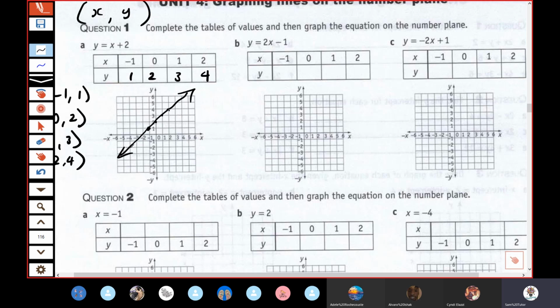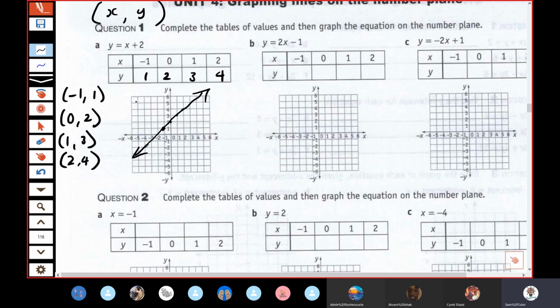So again, you can see that what you're doing with this question is literally what you did in all the other units that we've just done. You're plotting your points, your coordinates. You have to find your table of values and you're graphing. So essentially, if you can do these questions, you can do all the other units. That's the way I see it.